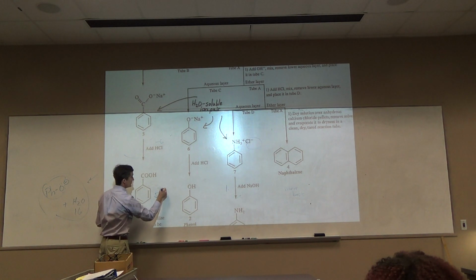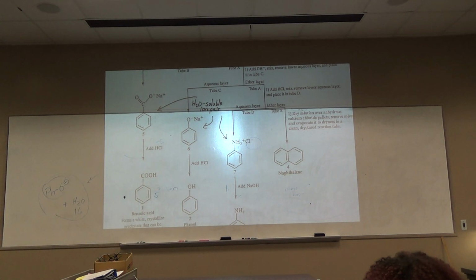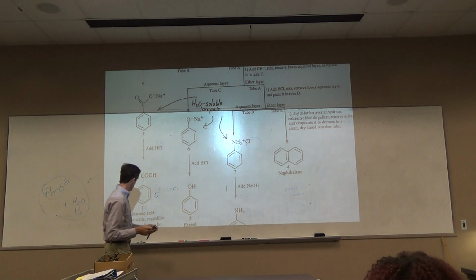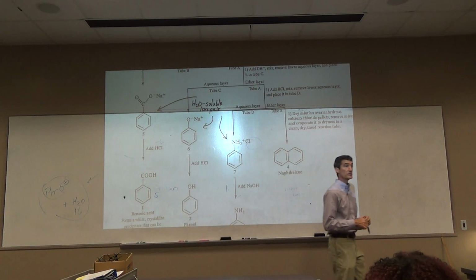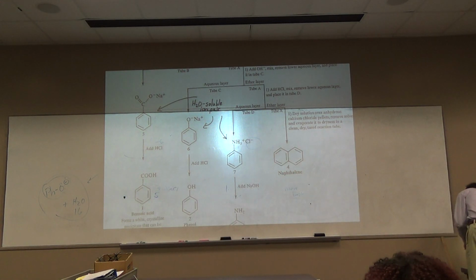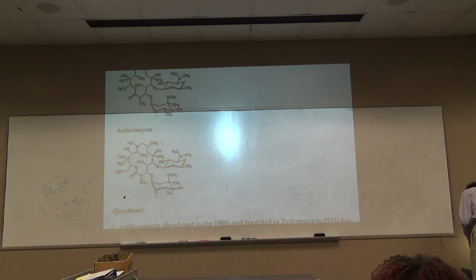And balance this out, you'll have sodium chloride. But there you go, it's back in the neutral form. And it may precipitate if it's not soluble in water. And benzoic acid will. It forms a white precipitate that you can just filter by suction. Okay, so be reminded of your acid-base extractions.